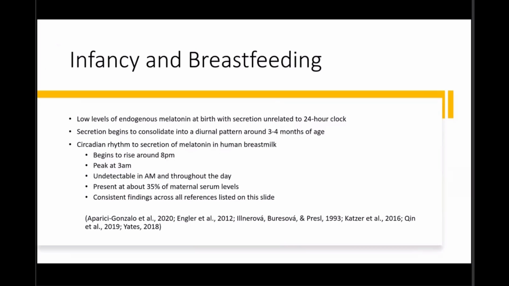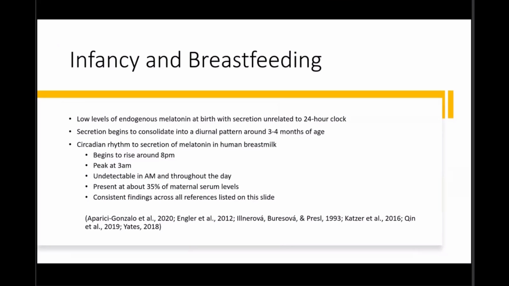But it begins to consolidate into more of the diurnal pattern around 3 to 4 months of age. Pretty interesting. Melatonin secretion in human breast milk does follow the same circadian rhythm that you see in the mom's serum and saliva levels. So melatonin in breast milk will begin to rise around 8 p.m., tends to peak at 3 a.m., and then by morning and throughout the day will be almost undetectable.